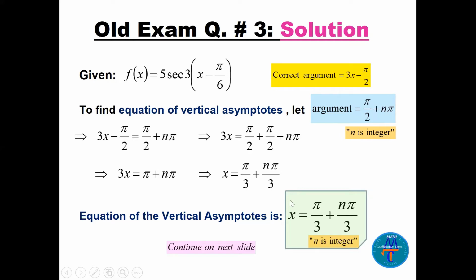Now, this is the same here. You see, this one is the same. This is the equation of the vertical asymptotes. Every time you replace n by any integer, you will get one vertical asymptote.